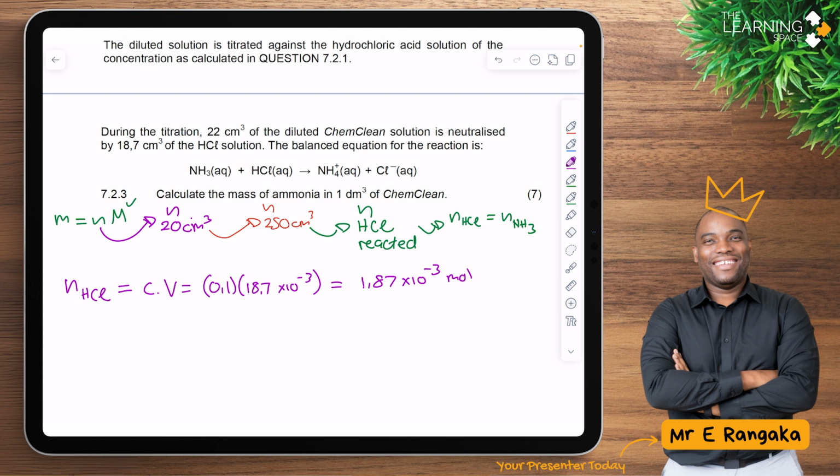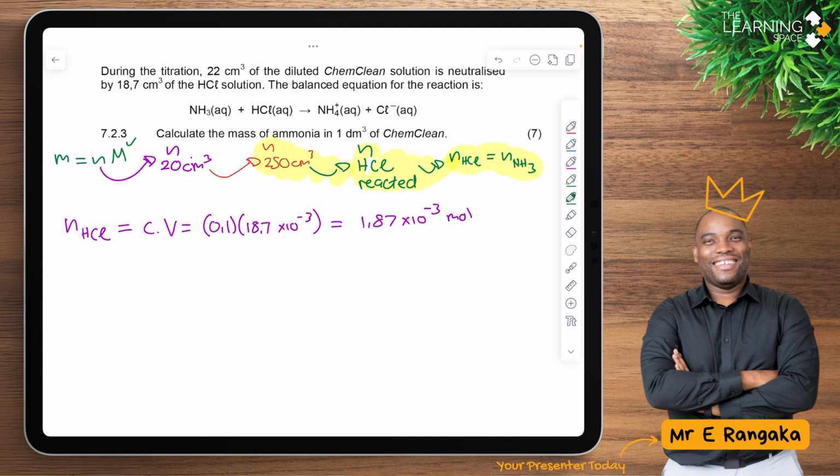Now we've done the first part. We can tick that off our list. So this is now done. I need to keep going down my roadmap. The number of moles of HCl that reacted, all right, is 1.87 times 10 to the negative 3. We need to then find the number of moles of ammonia, right, that were in the titration. So we've got this, we've got that. Now that we've got the number of moles of HCl, we need to find how many moles of ammonia were in the 250 cubic centimeter solution of ChemClean.